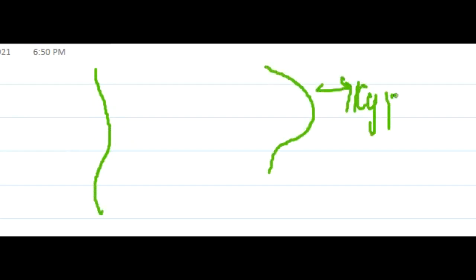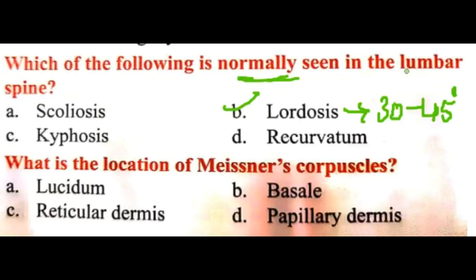Then one more option which is given is kyphosis. What is kyphosis? Kyphosis is abnormal increased convexity of the thoracic spine. So the thoracic spine should be like this, but if there is increased convexity of the thoracic spine, then that is kyphosis. Then we have recurvatum. What is recurvatum? Genu recurvatum is actually a deformity in the knee joint, so that the knee joint bends backwards. You will see this in the knee. Okay, so this is about this question.